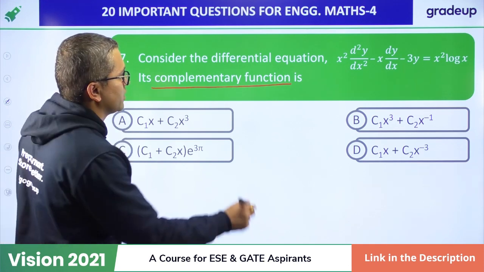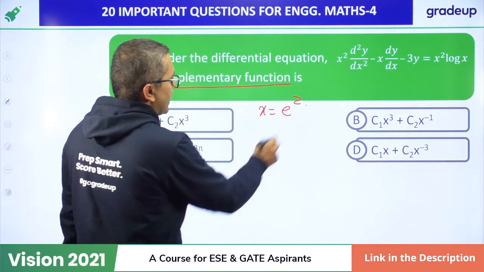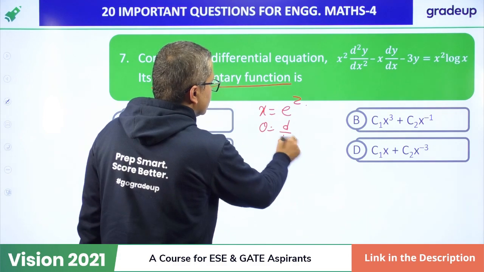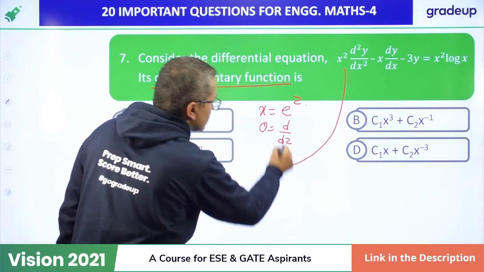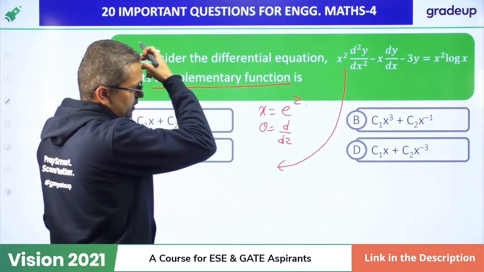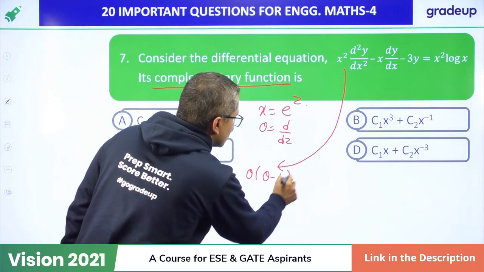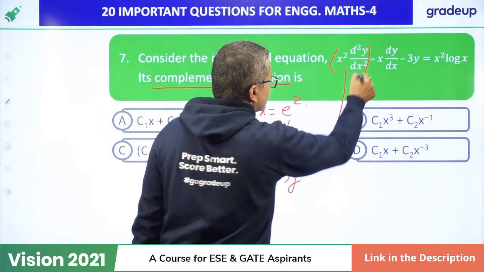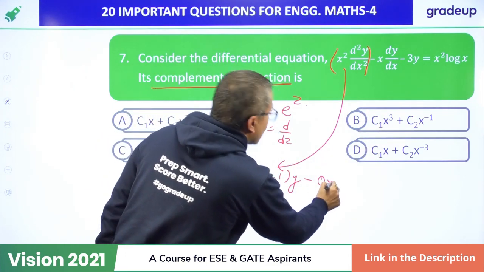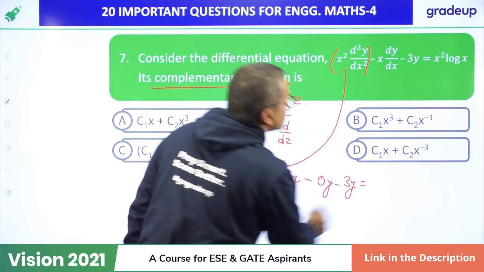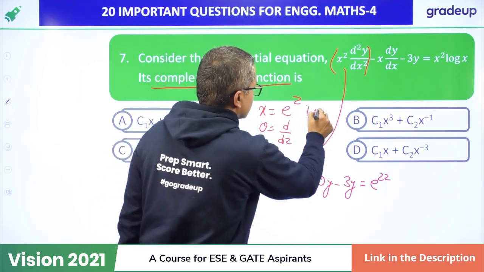Okay, Rupesh says A. So what I need to do is x equal to e to the power z I introduce, all right? And let's say theta equal to d upon dz. Then once I include these two things, this term becomes theta into theta minus 1 into y, the first term over here, minus x dy upon dx becomes theta into y, minus 3y equals to what is x square, that is e to the power twice z into log x. Log x is z, right?